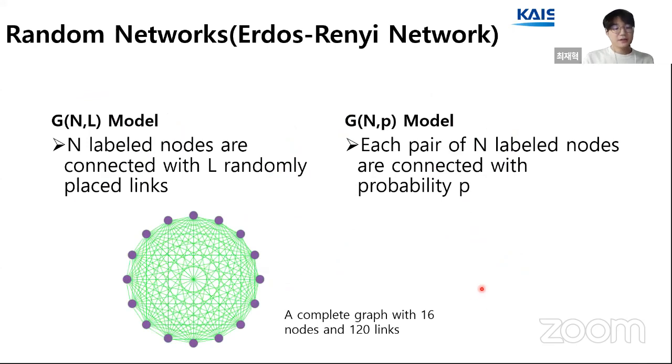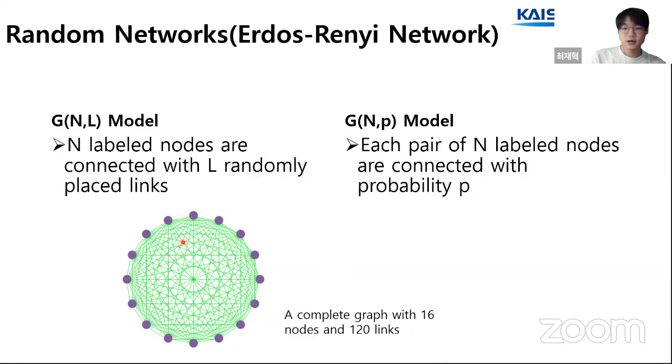The next concept I will explain is random networks. Random networks are commonly used to study networks because real networks are difficult to construct and are complex. There are 2 main random network models. There is the NL model, with N being the number of nodes and L being the number of links. In the case of the NP model, N equals the number of nodes, with P representing the probability.